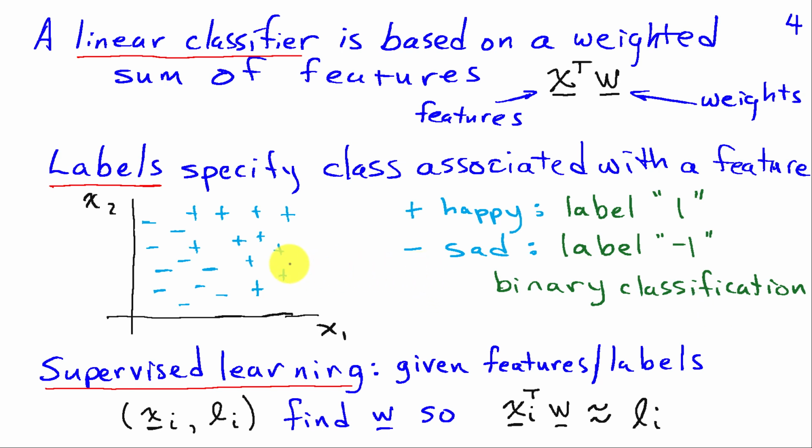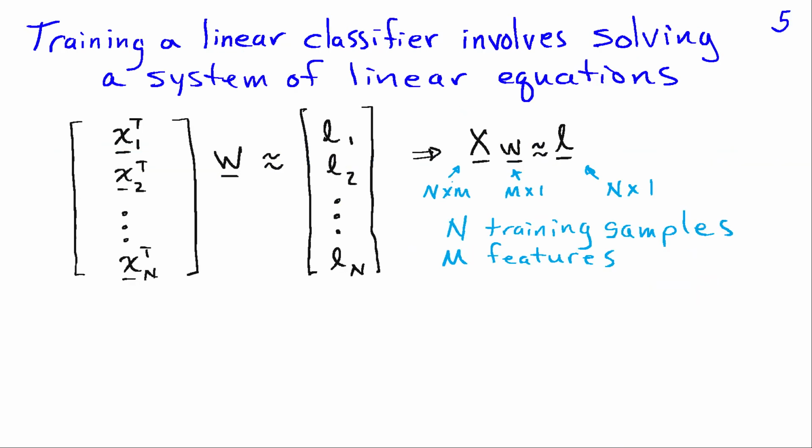Given a set of data or features and the labels that are associated with those features, I can set this up as a supervised learning problem. And my goal is to take these given features and labels and find a set of classifier weights W so that this inner product xi transpose W is approximately equal to the known labels. We can reformulate this supervised learning problem as a system of linear equations.